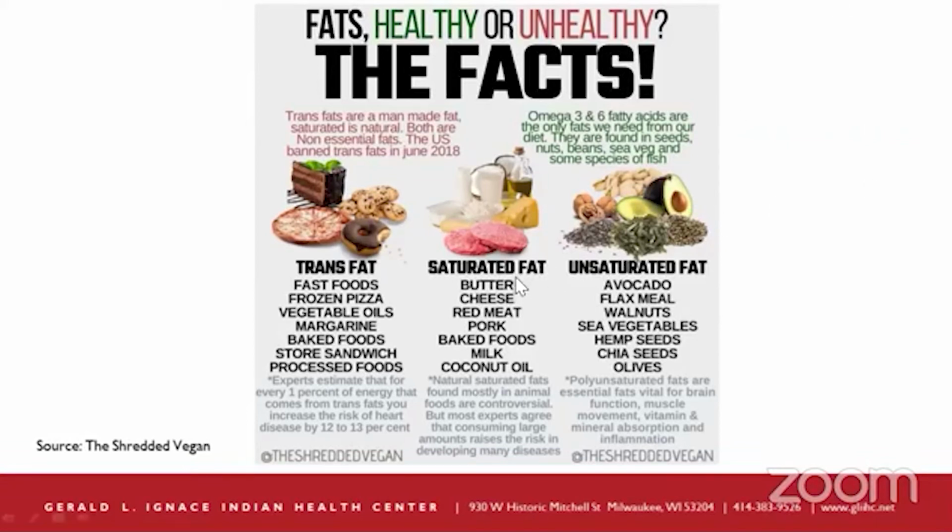And previously, the saturated fat is in butter, cheese, red meat, pork, baked foods, milk, and coconut oil. And then unsaturated fat in avocado, flax, walnuts, sea vegetables like seaweed, hemp seeds, chia, and olives. And unsaturated fats have omega-6 in addition to omega-3, and they're the only fats we need from our diet. And these can be found in seeds, nuts, beans, sea veggies, and some species of fish like salmon.